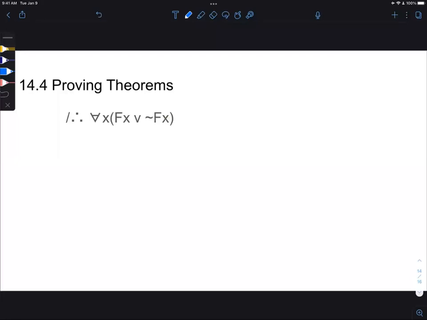Okay, in 14.4, we are going to prove theorems again. We proved theorems in part 1 of the course. To prove a theorem is to show that you can derive it using our rules from no premises. So we're just going to do the same thing again. We start with no premises, and we show that we can derive the conclusion. In this case, the conclusion we're given says all things are such that they're either F or not F. It's basically everything either is an F or is not an F.